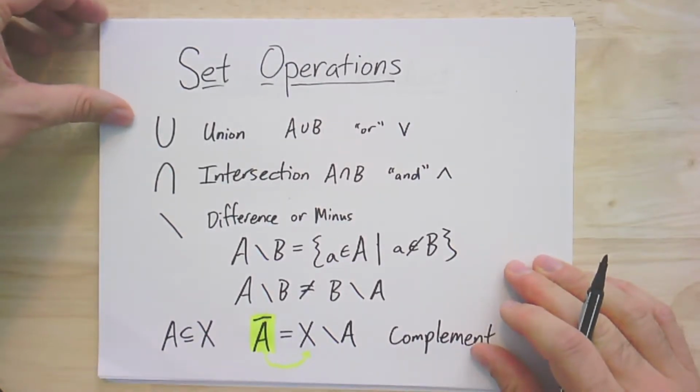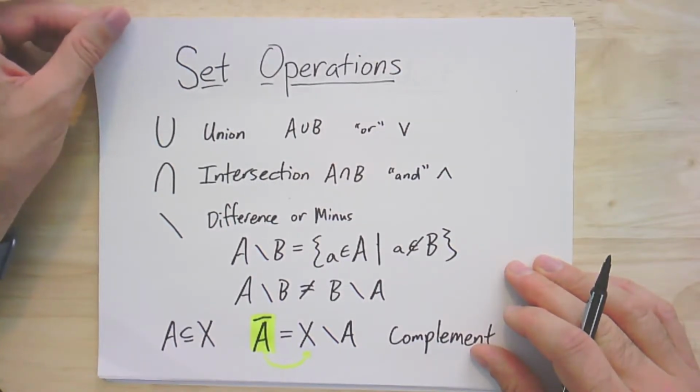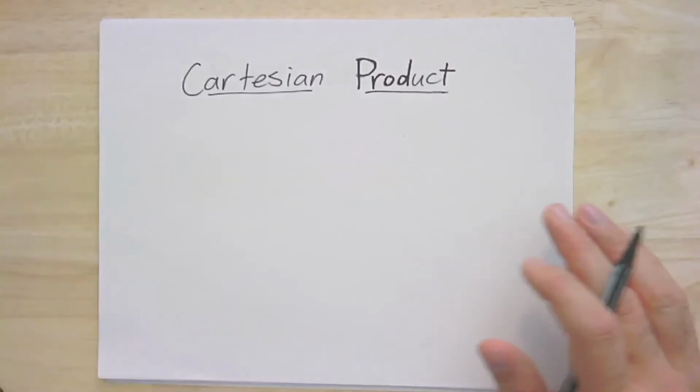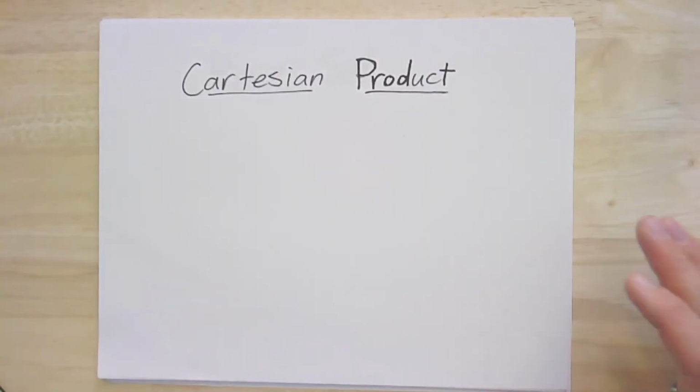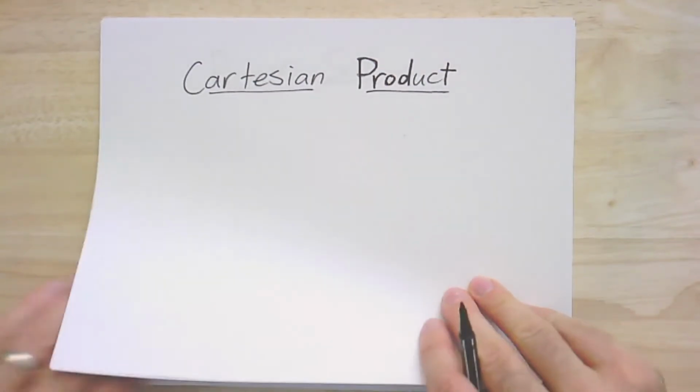All right, there is another binary operation on sets, which I think is very useful, and we'll get to it some more. Oops, not this one yet, not the Cartesian product yet. Let me get a new sheet of paper here.